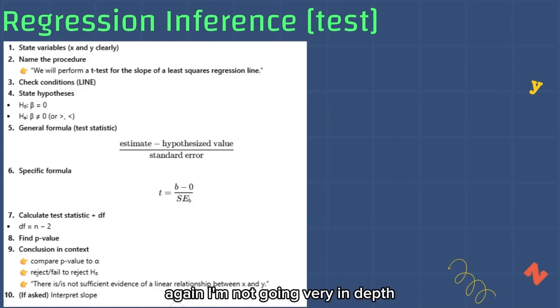Again, we always have to state the variables, name the procedure, check conditions, state hypotheses, general formula, specific formula, calculate, plug in the values, find the p-value, and conclude. And we only interpret the slope if it's asked specifically.